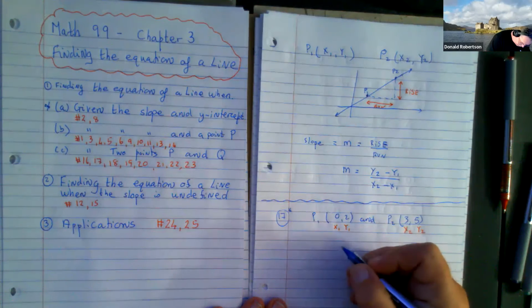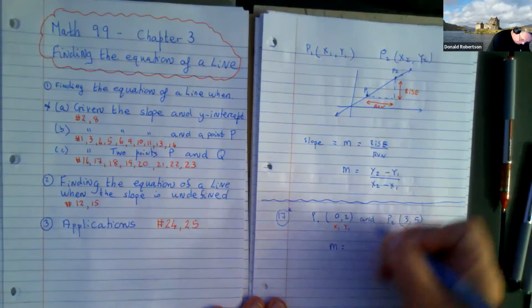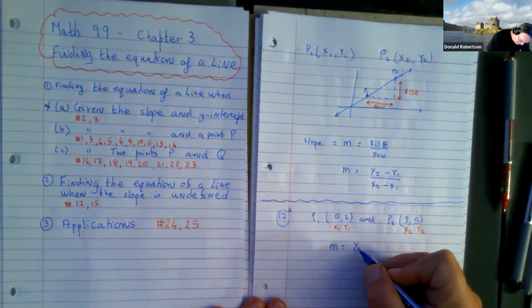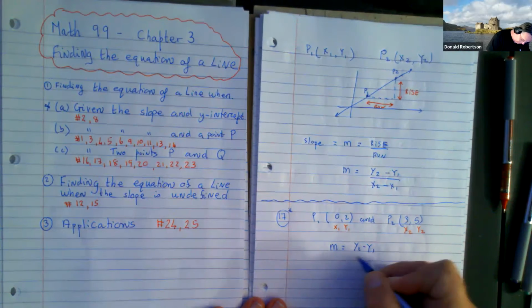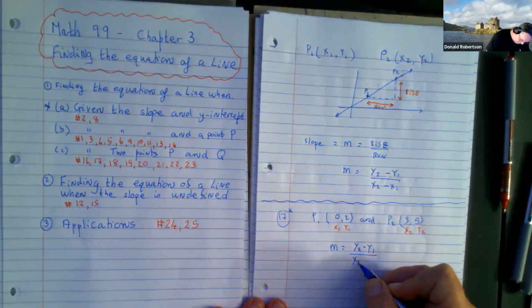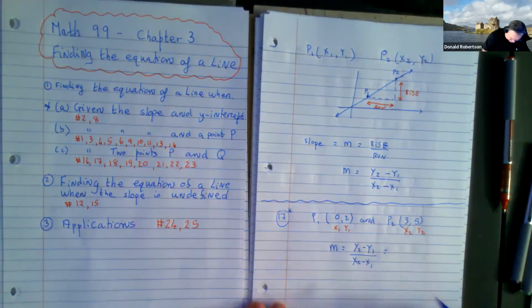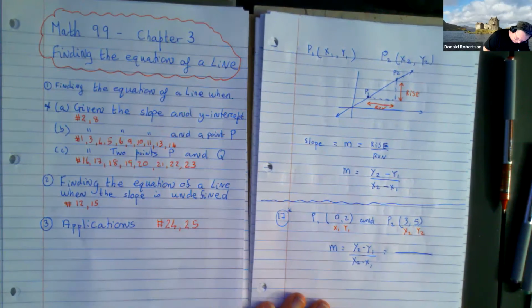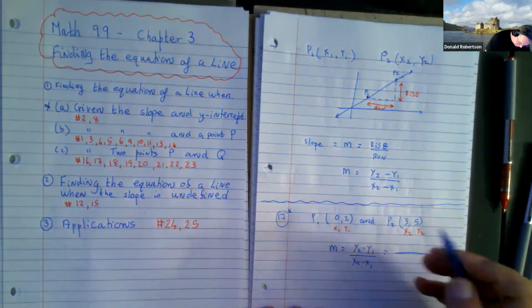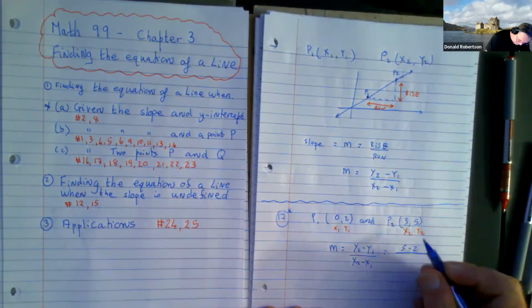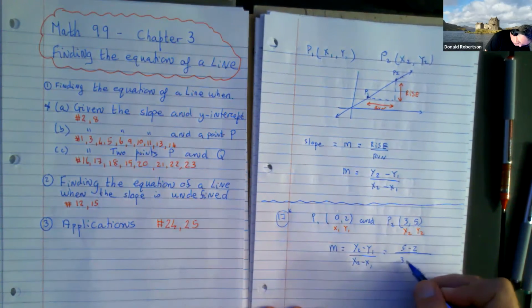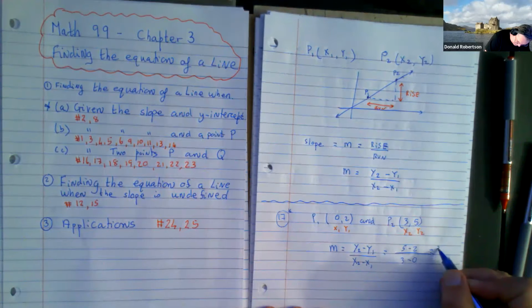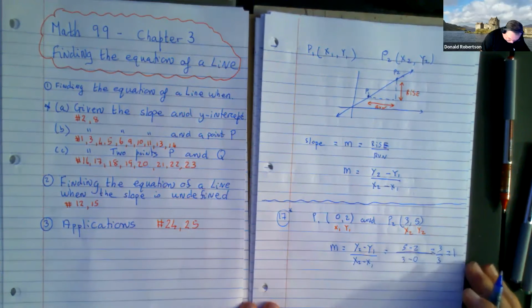I'm going to get the slope now using this formula. Rise divided by the run. And you've got to be a little bit careful, especially if there's any negatives floating around. In this case, there isn't, but the next question I'll make sure there is. 5 take away 2 on the top, 3 take away 0 on the bottom. 3 divided by 3 is 1. Also, I now know the slope.